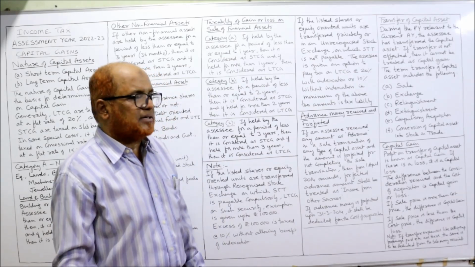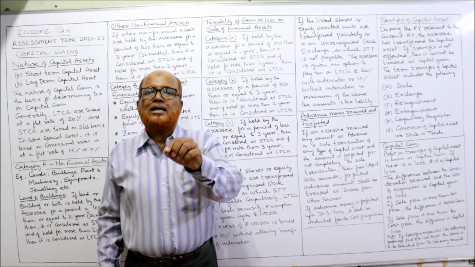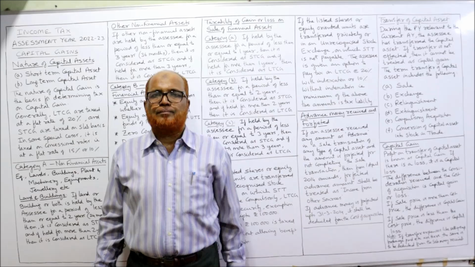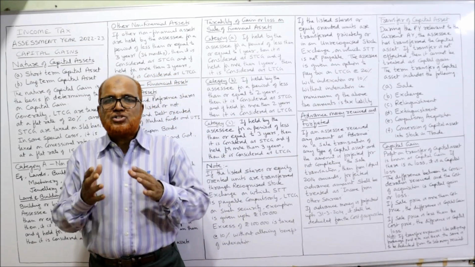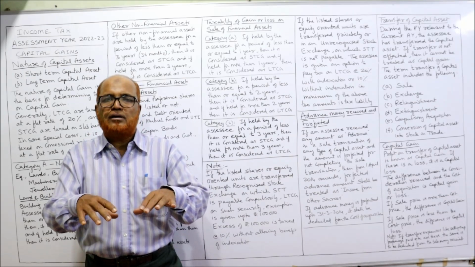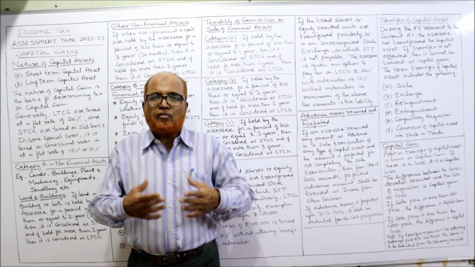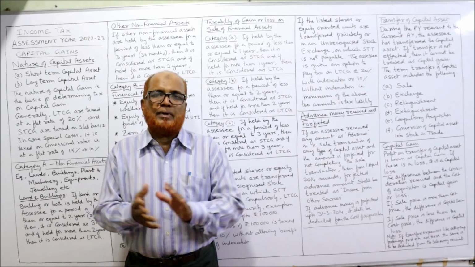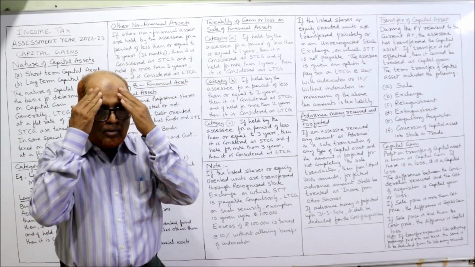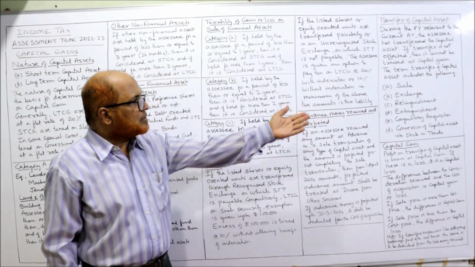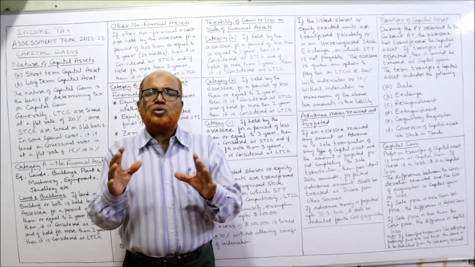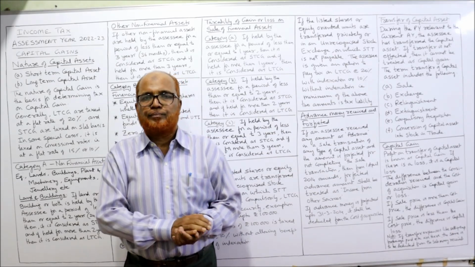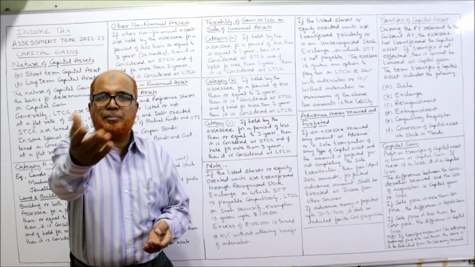Next comes relinquishment. Relinquishment means voluntarily transferring the ownership of the asset in favor of another person. Example, a partner has transferred the ownership of his property to the partnership firm. So voluntarily he is transferring his property in the name of the firm. It is called relinquishment: voluntarily transferring the ownership of the asset in favor of another. Next comes extinguishment. Extinguishment means the ownership is transferred by operation of law. By operation of law, ownership is transferred.